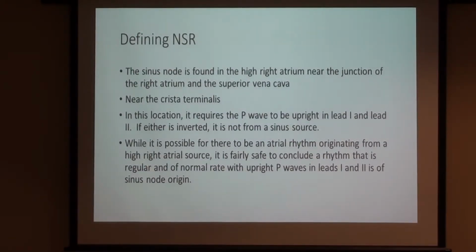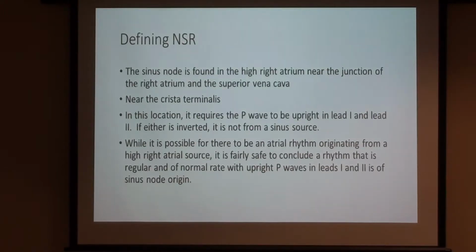Once again, defining sinus rhythm, the sinus node is found high in the right atrium near the junction of the right atrium and the superior vena cava. The area is called the crista terminalis, for those of you who feel like being anatomy nerds. In this location, so if an impulse is derived from that particular part of the heart, then the inscribed P wave on the EKG will in lead 1 and lead 2 be upright. Period. Unless the patient has dextrocardia. It's going to be upright in 1 and upright in 2.